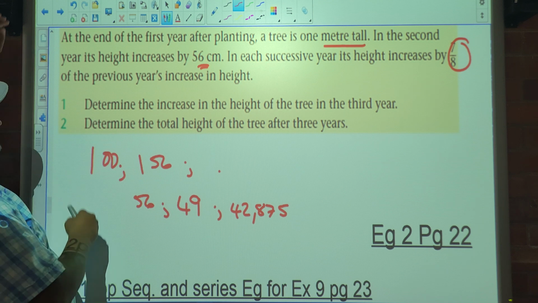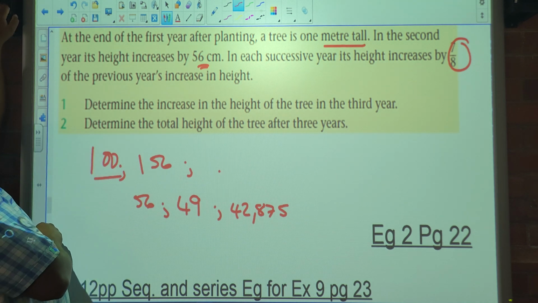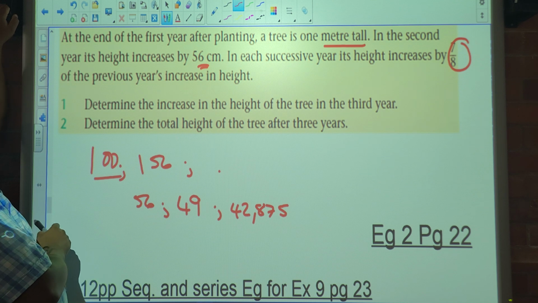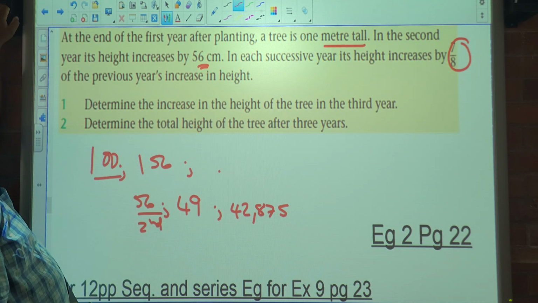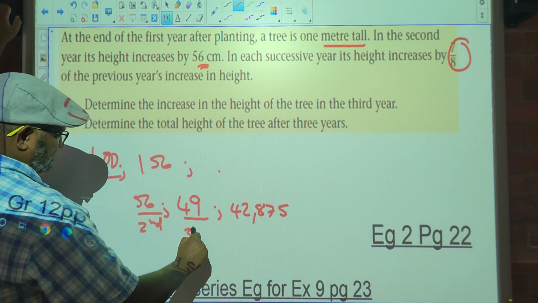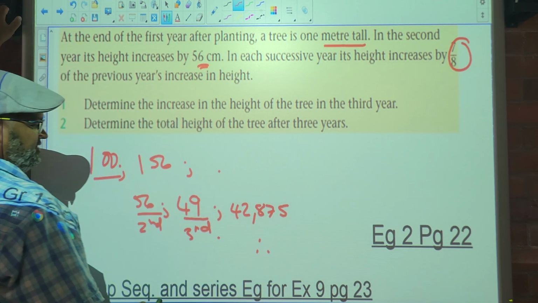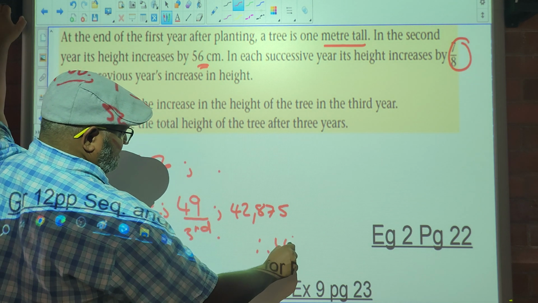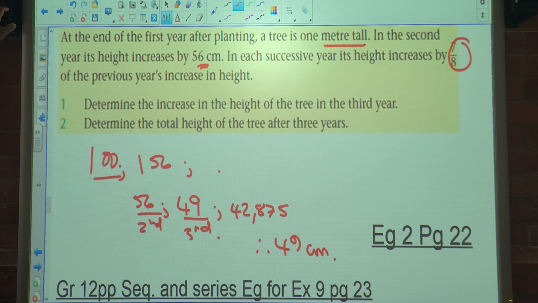So at the end of the first year, it was 100. At the end of the second year, it increased by 56, and this is going to be the third year. And the question was, determine the increase in height of the tree in the third year. So therefore, it's going to be 49 centimeters. Okay, you guys understand? Alright.